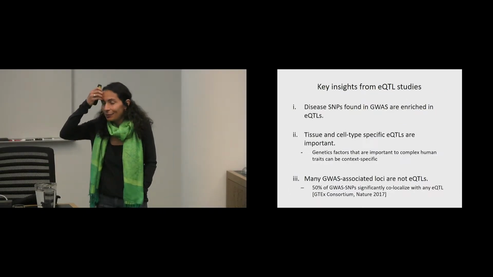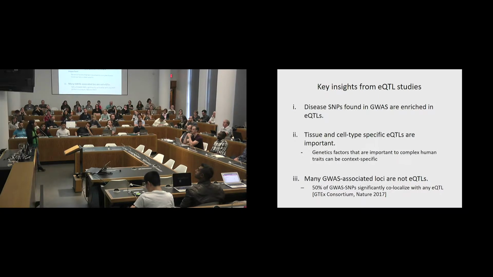So there have been 3 key observations from these eQTL studies that are going to motivate the project that I'm going to tell you about. The first observation is that SNPs that are associated with disease are likely to be eQTLs. It makes sense. That's what we were hoping for. If a SNP is associated with disease, it's also going to affect gene expression of some gene. And this has been really fruitful in terms of figuring out their mechanism.